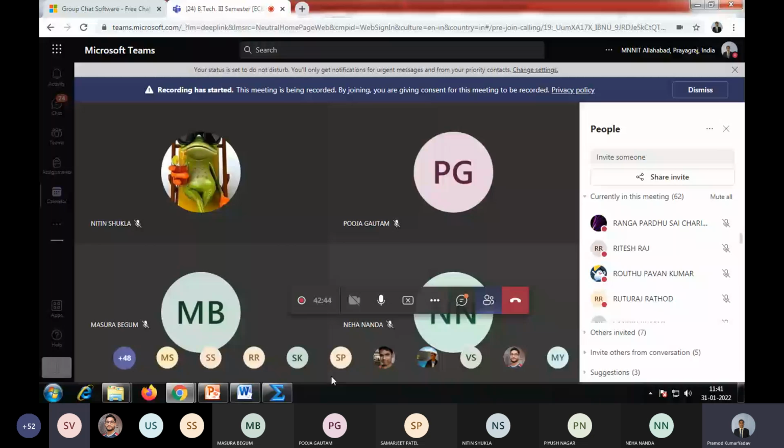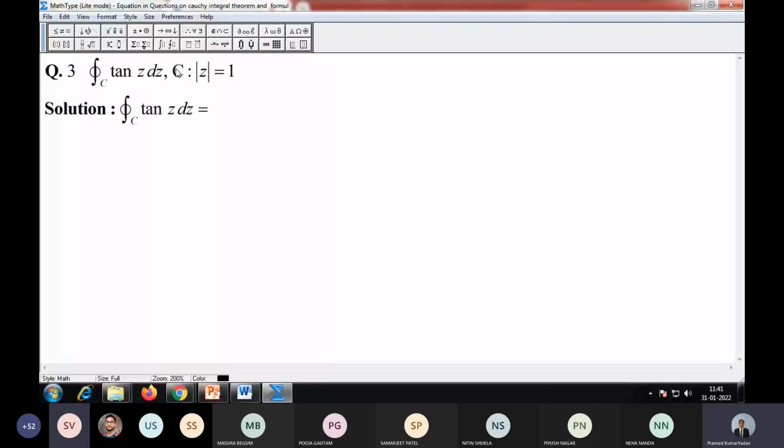Just draw the curve C, a circle centered at the origin. That is one. Now think about tangent. Is tangent analytic or not? Analytic, sir. Analytic everywhere.